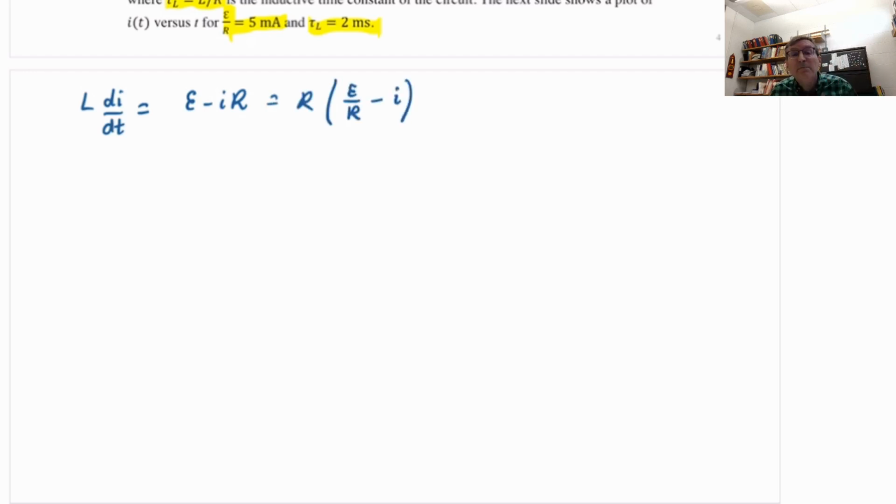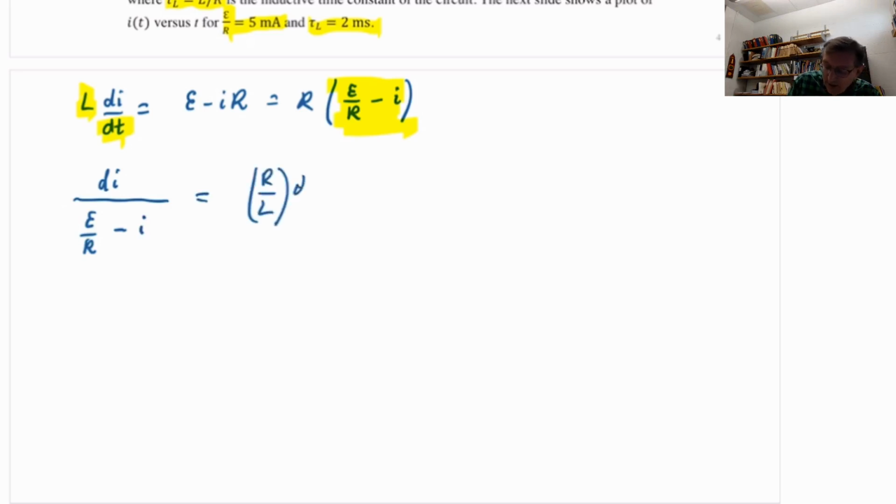And now I separate the variables, as it were. I multiply both sides by dt, and I divide both sides by E over R minus I. And I divide both sides, by the way, by L. Here's what you get. On the left, di over E over R minus I. And on the right, R over L times dt.